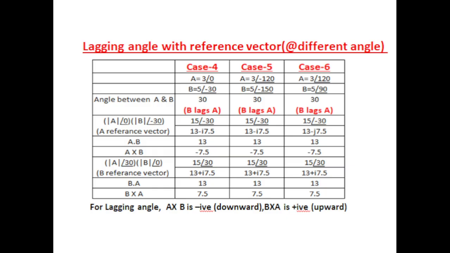In case 4, vector A equals 3∠0 and vector B equals 5∠-30. In case 5, A equals 3∠-120 and B equals 5∠-150. In case 6, A equals 3∠120 and B equals 5∠-30... in all cases, B lags A by 30 degrees. For all these cases, A cross B equals -7.5 and B cross A equals 7.5. So for a lagging angle, A cross B is negative, downward, and B cross A is positive, upward.